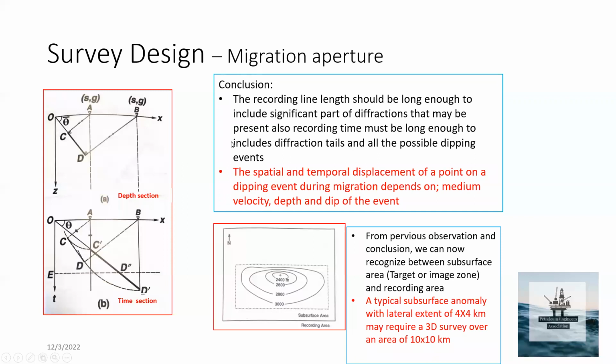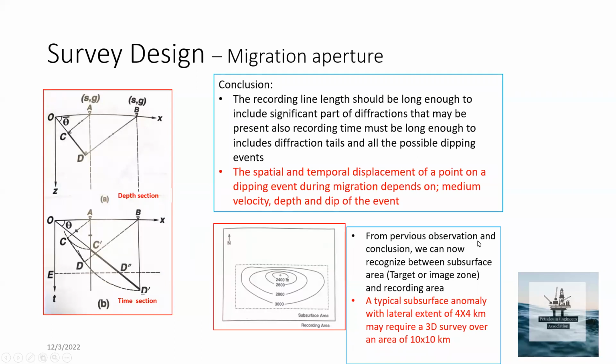So the conclusion is that the recording line length should be long enough to include a significant part of the diffraction that may be present. Also, recording time must be long enough. So we have to have a full record length covering the event that is going to be migrated. Also, especially for the offset, we have to have enough coverage so that when C'D' is migrated, it will be covered.